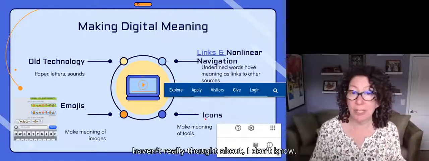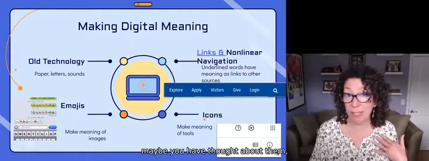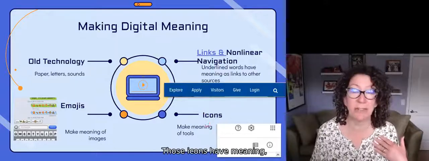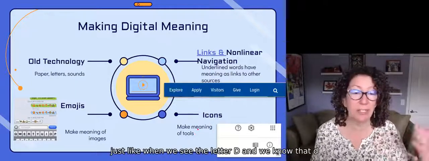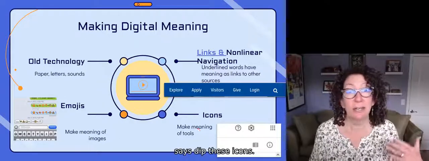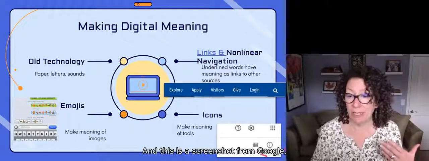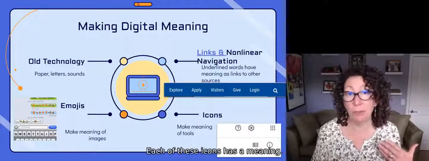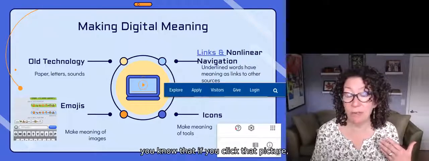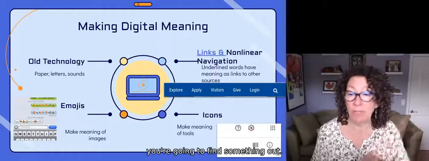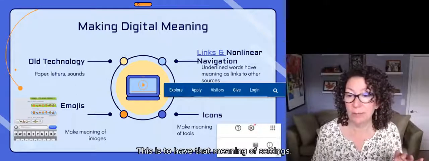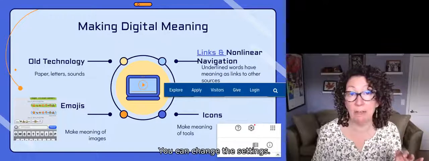I also thought it was really interesting, and, again, things I haven't really thought about, maybe you have thought about them, that we have all these icons now, and those icons have meaning. Just like when we see the letter D, and we know that D says D, these icons, and this is a screenshot from the Google Drive, each of these icons has a meaning, and when you know what that meaning is, you know that if you click that picture, you're going to find something out. This little wheel has come to have that meaning of settings.